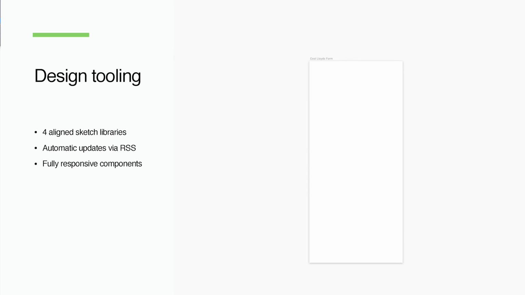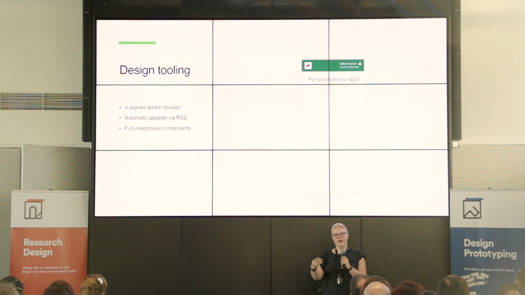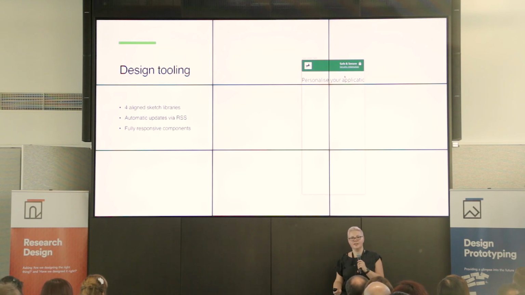So, design tooling. What we have at the moment is, per brand, four fully aligned Sketch libraries in terms of their information architecture. And the internal information architecture of a Sketch library is really important because that's the thing that allows people to pick one up and let it go and then pick up another one and use those things easily. Equally, the information architecture of that is the same as the information architecture of our guidance.